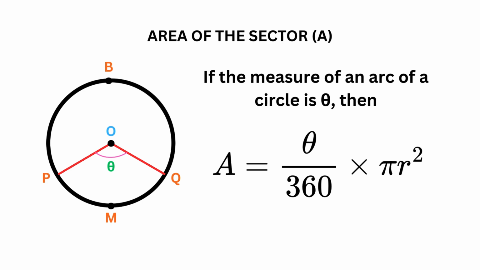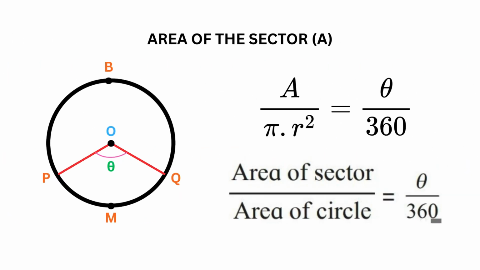Note, the formula calculates the area of the entire circle, pi r squared, and then multiplies it by the fraction that represents the sector's portion of the circle. Area of the sector A. This formula shows a simple proportion.